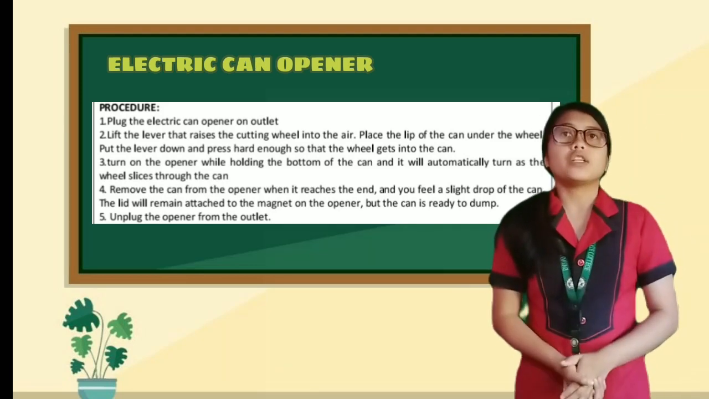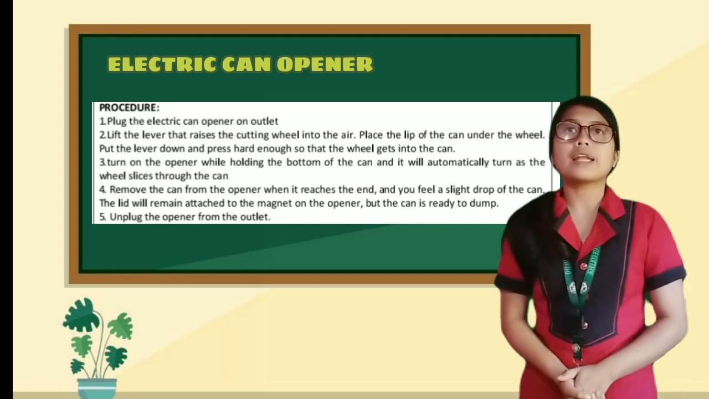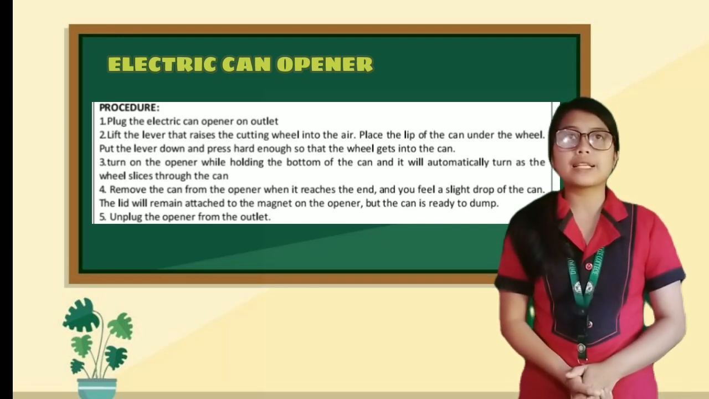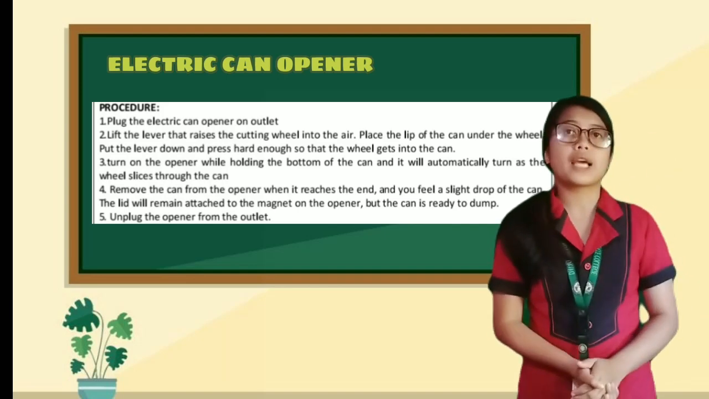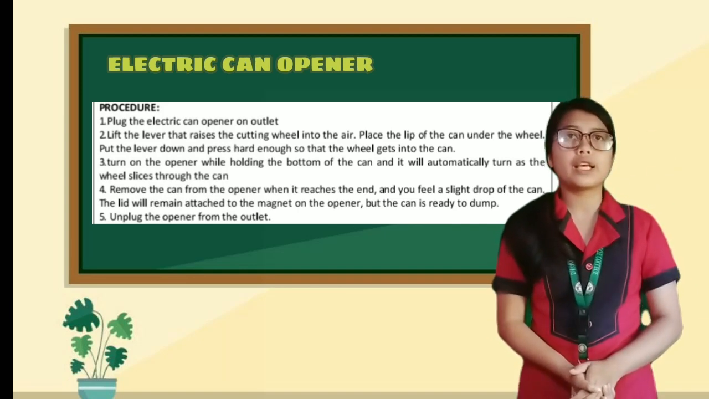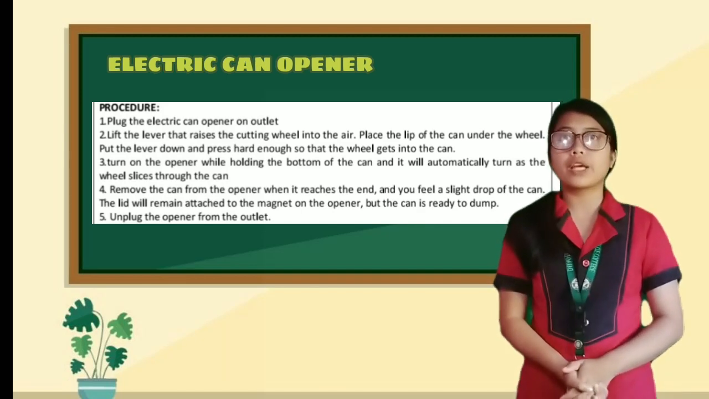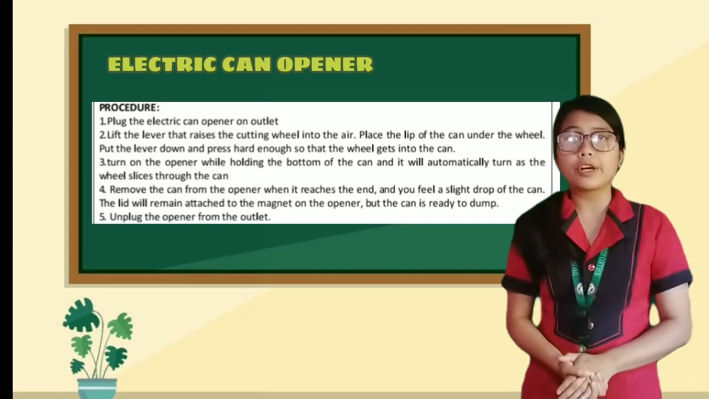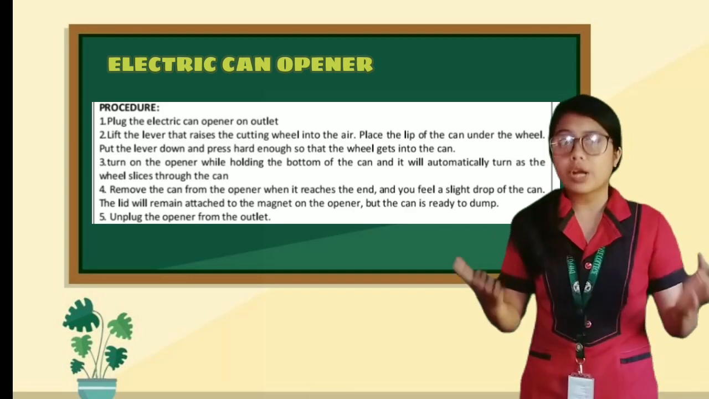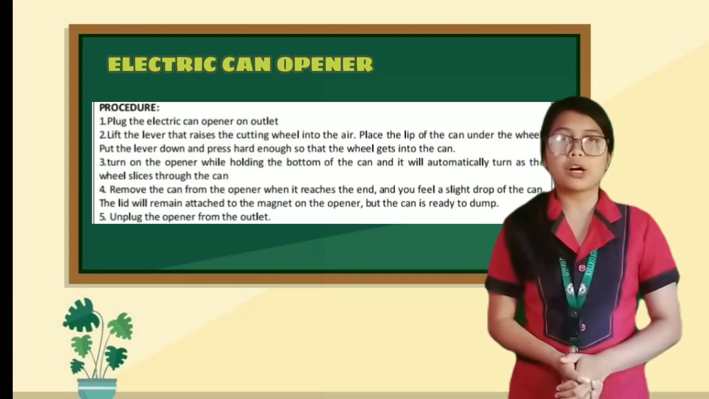Third, turn on the opener while holding the bottom of the can and it will automatically turn as the wheel slices through the can. Fourth, remove the can from the opener when it reaches the end and you feel a slight drop of the can. The lid will remain attached to the magnet on the opener but the can is ready to dock. Fifth, unplug the opener from the outlet.